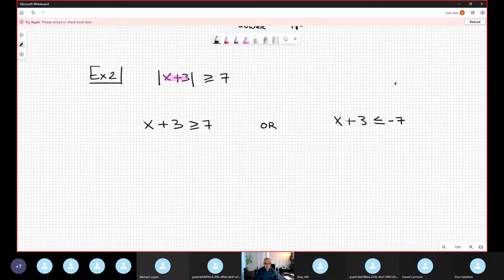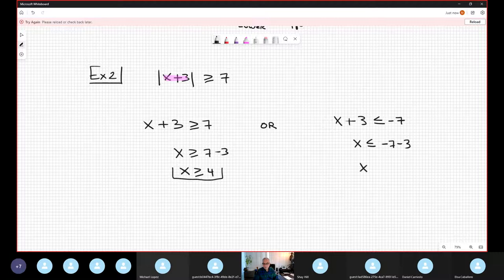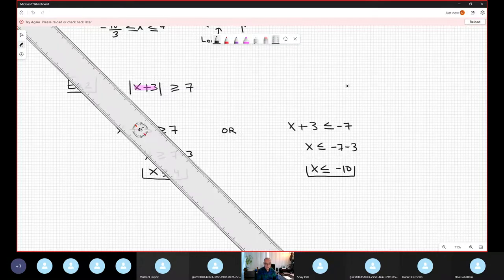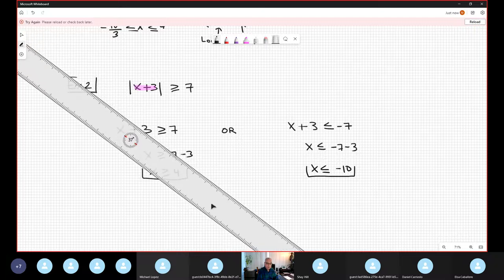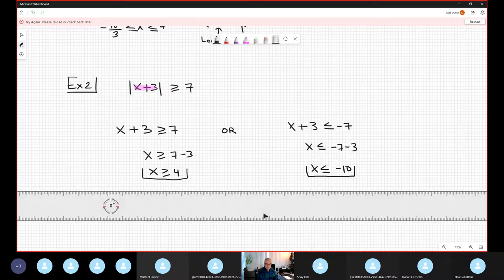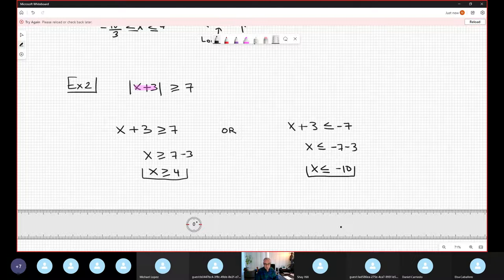You solve one by one separately. x greater than or equal to 7 minus 3 is 4. This is one piece of the solution. Another piece is x less than or equal to negative 7 minus 3, so x less than or equal to negative 10. It is another piece of the solution. So what is the complete solution? The complete solution is, let me see, we end graphically. This is my famous number line.